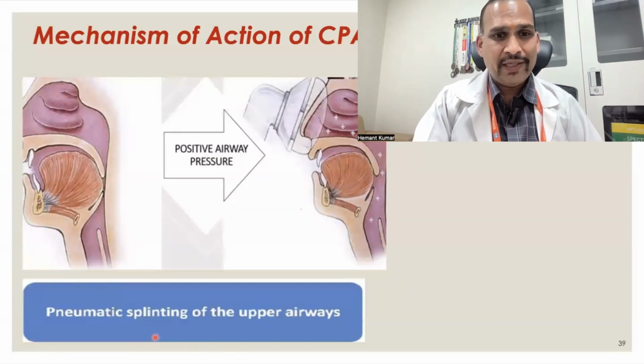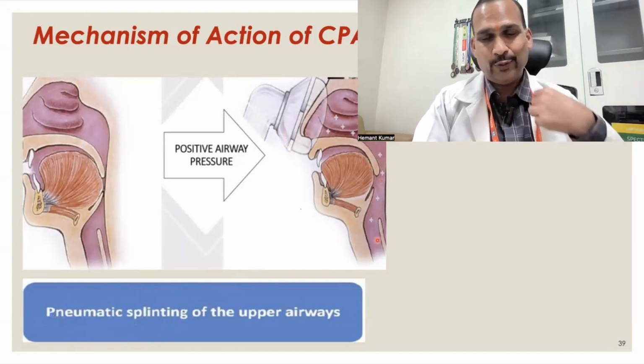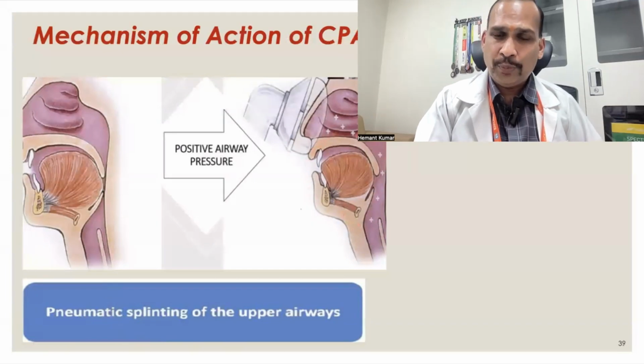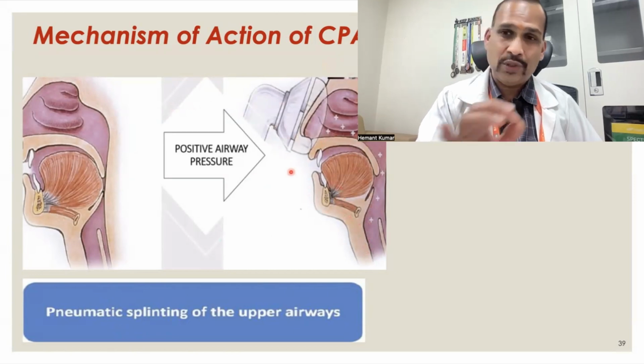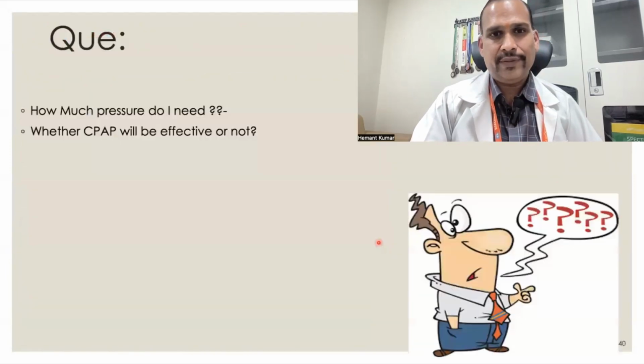So this is called pneumatic splinting. Pneumatic means air. So by air pressure, we are opening the airway. We are opening the throat. Once we open the throat, the air will go inside. So this is the mechanism of how CPAP works in an OSA patient. It gives pressure which opens the airway.